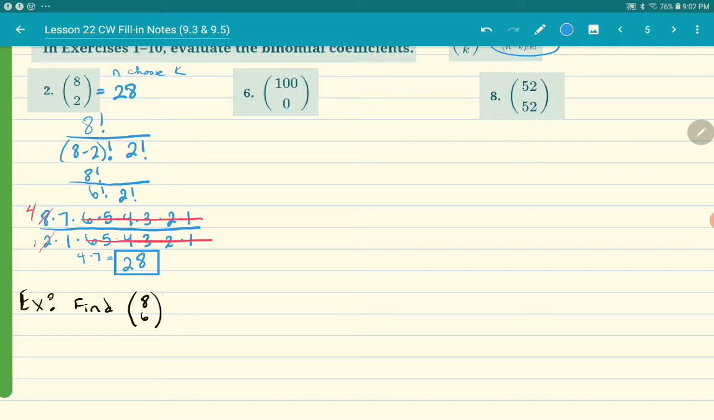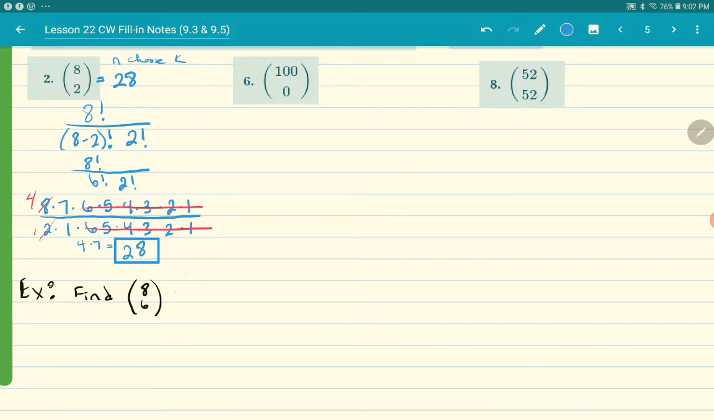Okay, let's see how you did. So 8 choose 6 means I have 8 factorial over 8 minus 6, which is 2 factorial, and then 6 factorial.